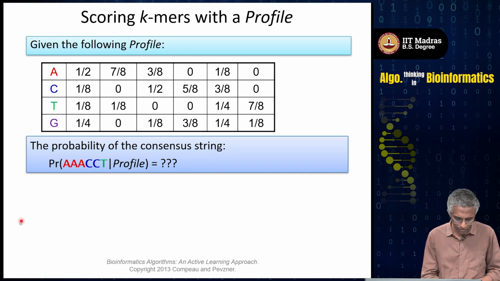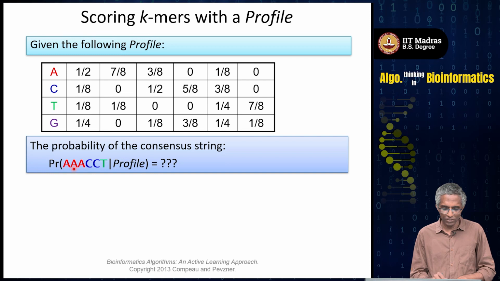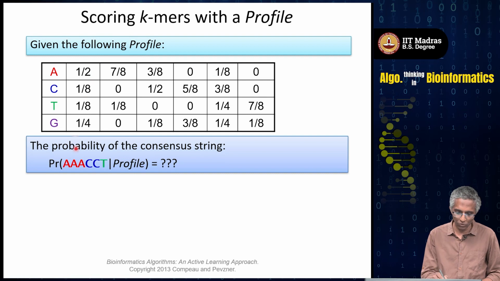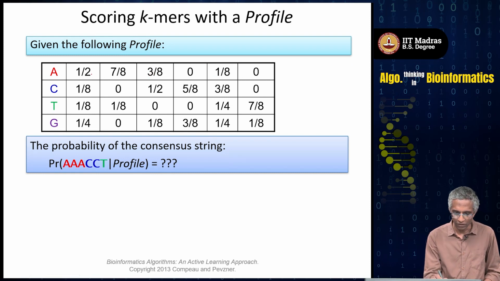So, we have a smaller k-mer here. k is 6 here, AAACCT. I want to know the probability that AAACCT is generated by the profile matrix shown here. As I said, you look at the first A and then at this 1 over 2, for the second A you look at this 7 over 8 in the second position, and for the third A you look at the third column in the profile matrix and the corresponding entry for A, that is 3 over 8. So it is going to be simply this for this A and this A, then you have CCT.